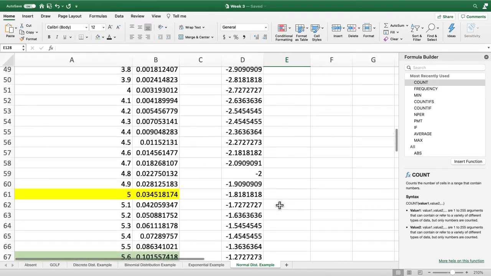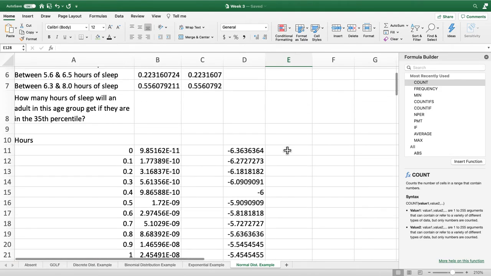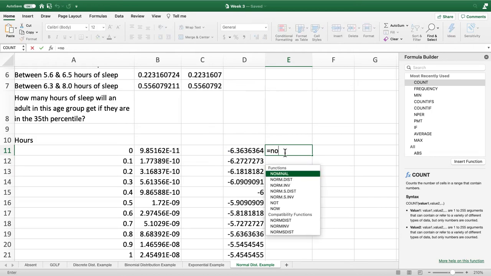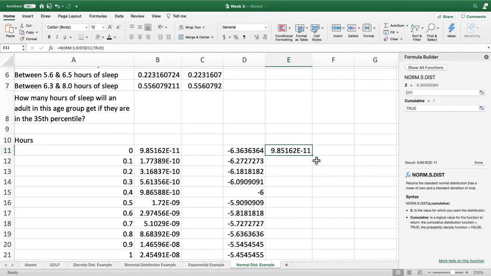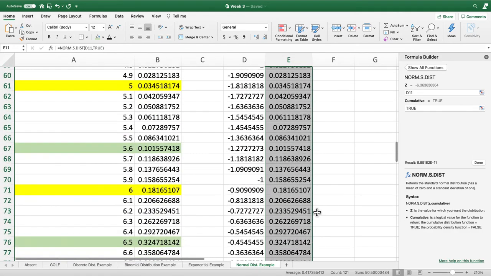Okay, so now we need to do another distribution. So we're going to use norm distribution again, but we're going to do a little bit different and use norm.s, so our sample distribution. And you'll see that now I've got a z and a cumulative. So now we're going to put my z-score that we just calculated, and then true, because we want it to be cumulative. And drag that, or double click to drag it all the way down.